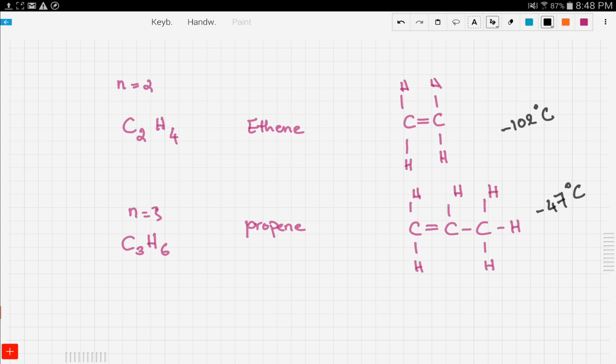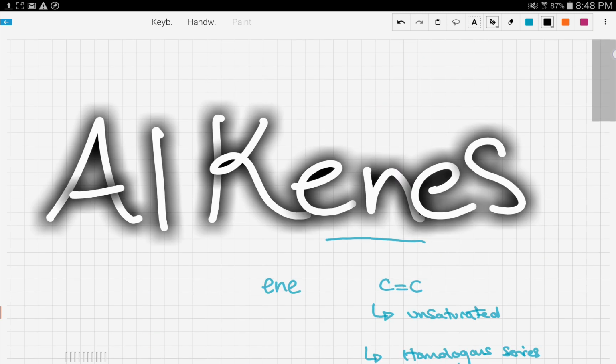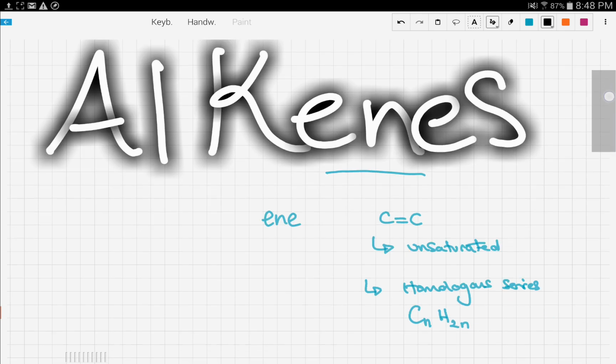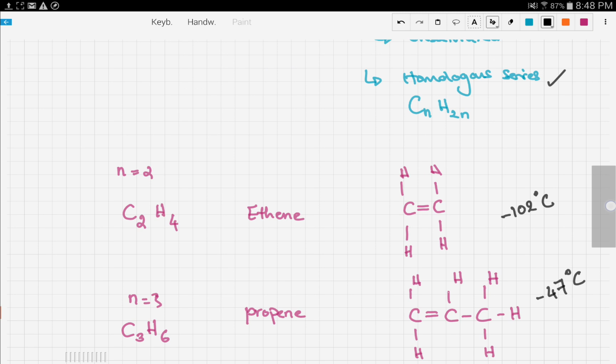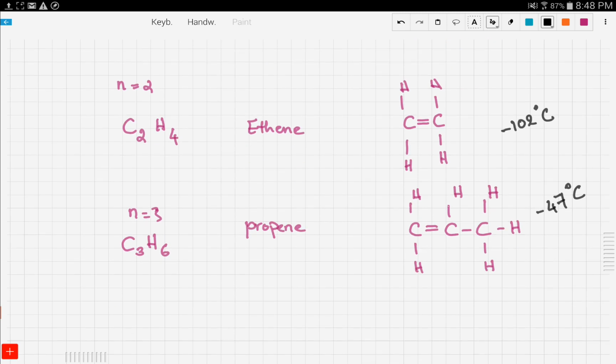So that's that for alkenes. So let's recap. We said that alkenes are unsaturated compounds, and they have a double bond, a carbon-carbon double bond, and they also form homologous series using this formula. Now, we discussed two members of the family, which were N equals 2 and N equals 3, and they were ethene and propene. And we said they have the same chemical properties but different physical properties, such as the boiling point right there. So that's it for this video.